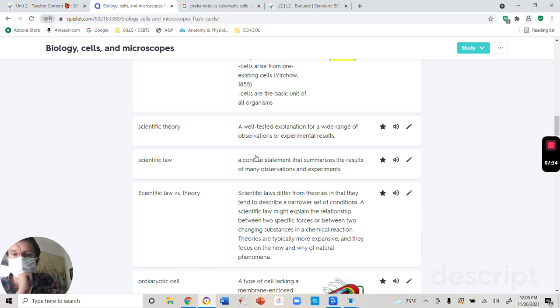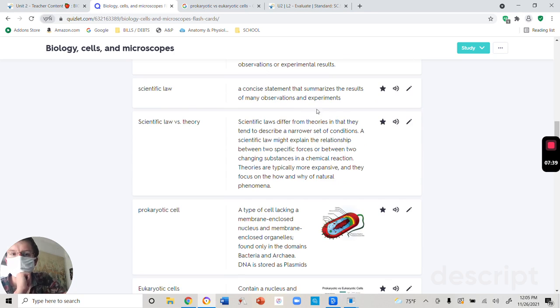Scientific law, a precise statement that summarizes the results of many observations and experiments. So a law versus a theory. Laws tend to describe a narrower set of conditions. It might explain the relationship between two specific forces or between two changing substances in a chemical reaction. Theories are more expansive and they focus on the why or how. So, you might see the law of motion, that objects in motion stay in motion until acted upon by an outside force. That's a very specific thing. Gravity is just like, hey, big things pull things in. Ain't that neat? You won't have to worry.